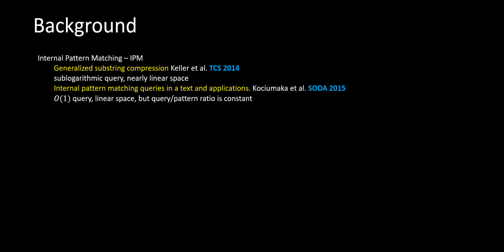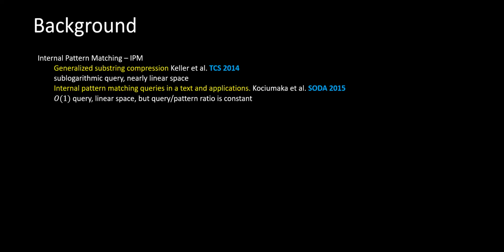Okay, so let's go to some background. Why would we even consider this? This is a natural extension of internal pattern matching. In the case of internal pattern matching, we have only one pattern that we are supposed to look for in the text. In the case of internal dictionary matching, the patterns are many, but the information about them is small. So we can say that internal dictionary matching is basically batch matching of some interval.